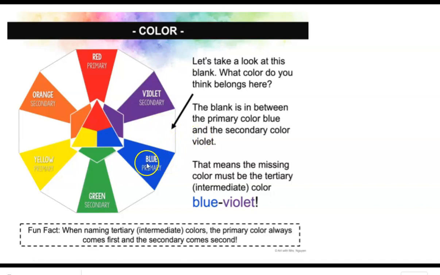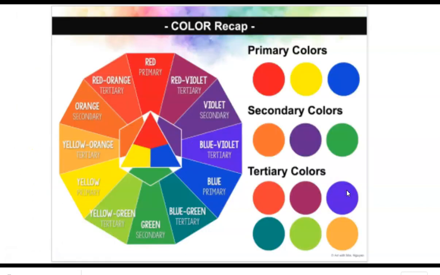And the reason that we call it blue-violet instead of violet-blue is because you always start the name with the primary color first, so blue. If you were mixing yellow and green, it would be yellow-green because yellow is primary, meaning first. All right, so to recap, you've got primary, secondary, and tertiary colors.